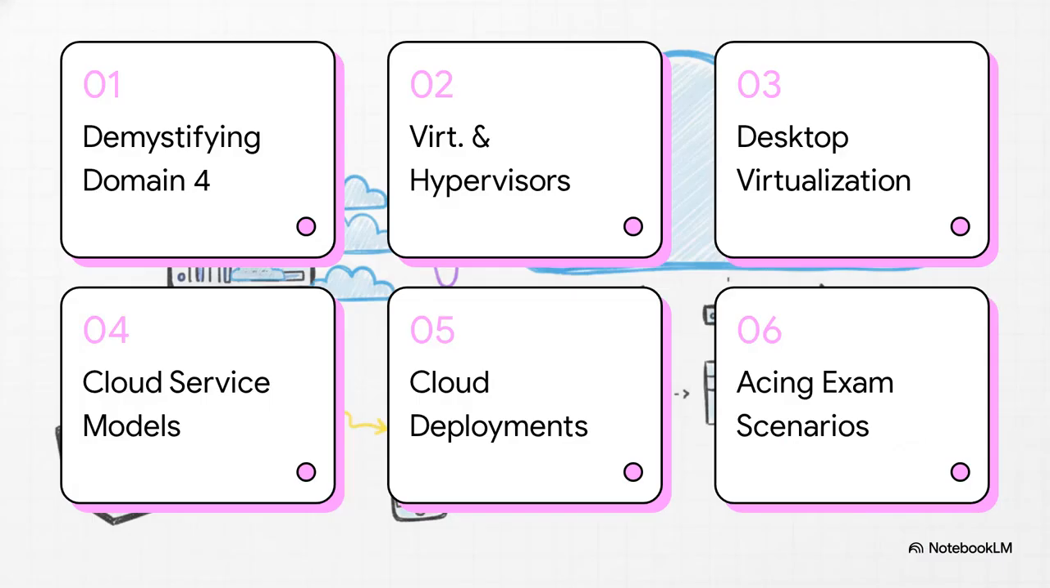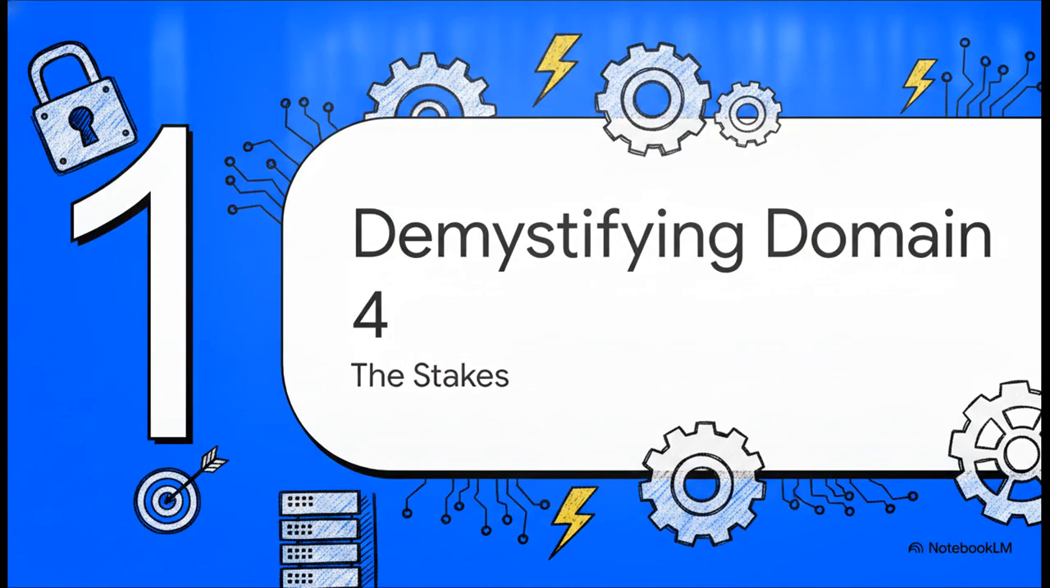Here's our roadmap for today's Explainer. First, demystifying Domain 4. Then, virtualization and hypervisors, followed by desktop virtualization explained. After that, we'll decode cloud service models, cover cloud deployments and characteristics, and finally, wrap up with acing the exam scenarios.